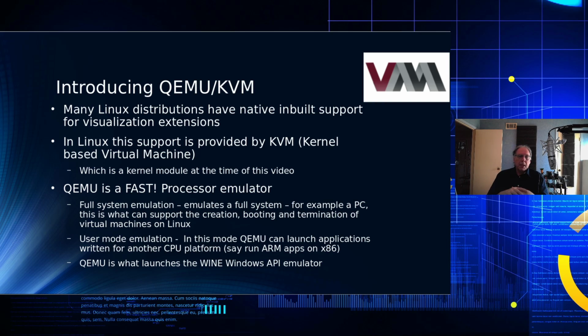QEMU is a FAST, and FAST is an acronym. It doesn't mean speed. It's a fast processor emulator. QEMU emulates hardware, and it can do 2 types of emulation. The first is full system emulation, in which it emulates another PC. Basically, I'm sitting at my desktop PC and I need another one, so QEMU will create a virtual one. And it can create as many of those as you have hardware to support.